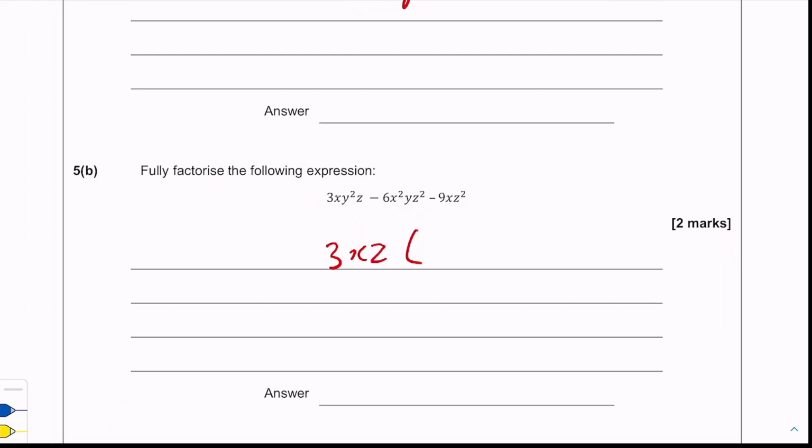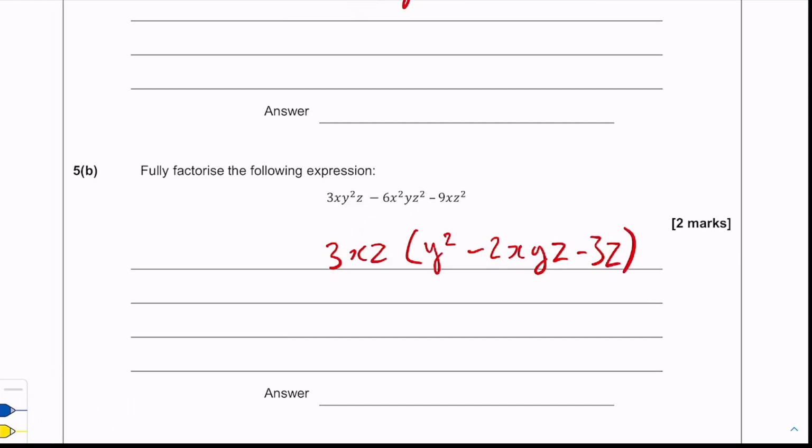Okay, so to get this term here, we need to multiply by y squared. We've then got take away, and we need to multiply by 2 here, by x as well, by y and by z. So take away 2xyz. And then for the final one, we need to multiply by negative 3, and then by z as well to get our z squared. So that is the final factorised answer for this question.